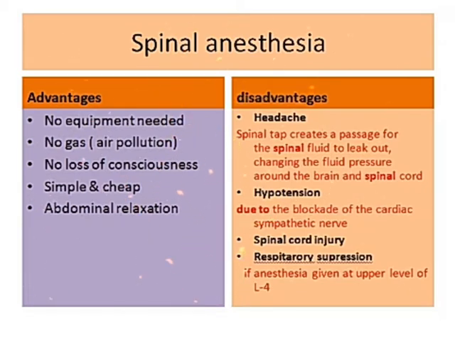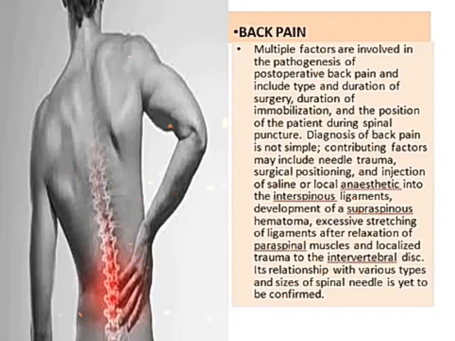Hypotension is due to blockage of the cardiac sympathetic nerve, whereas spinal cord injury can also result because of a wrongly positioned needle, and the respiratory system can be suppressed if anesthesia is given at an upper level of L4. Now, this symptom is one of the commonest symptoms due to which many people are fearful, hence they prefer general anesthesia over spinal anesthesia, which is back pain.